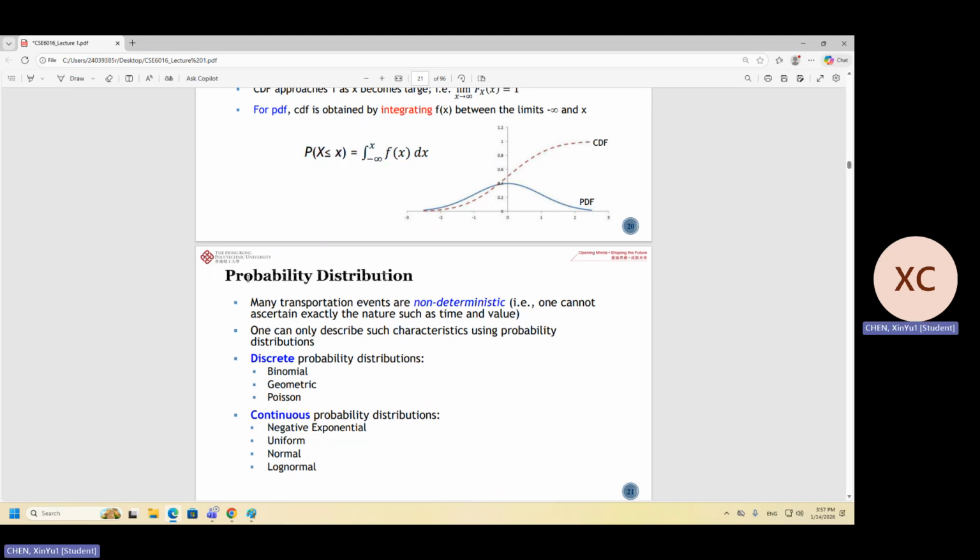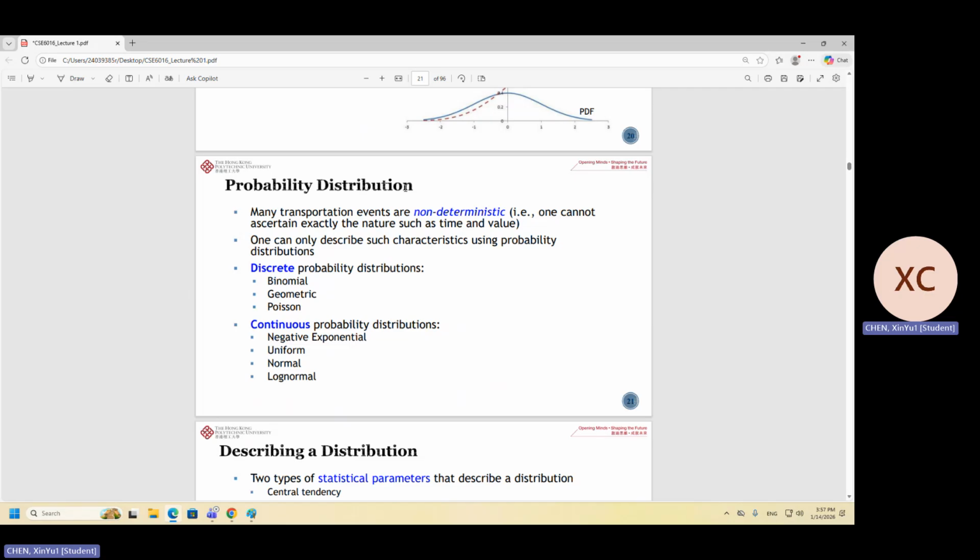And the probability distribution. Many times, when you look at your data, the event x is non-deterministic. So the value can have some randomness or uncertainty. One can only describe such characteristics using probability distributions. There are two types of distributions based on the type of the variable. The first is the discrete probability distribution, such as binomial, geometric, and Poisson. Then there is the continuous probability distribution: negative exponential, uniform, normal, log-normal, and so on.